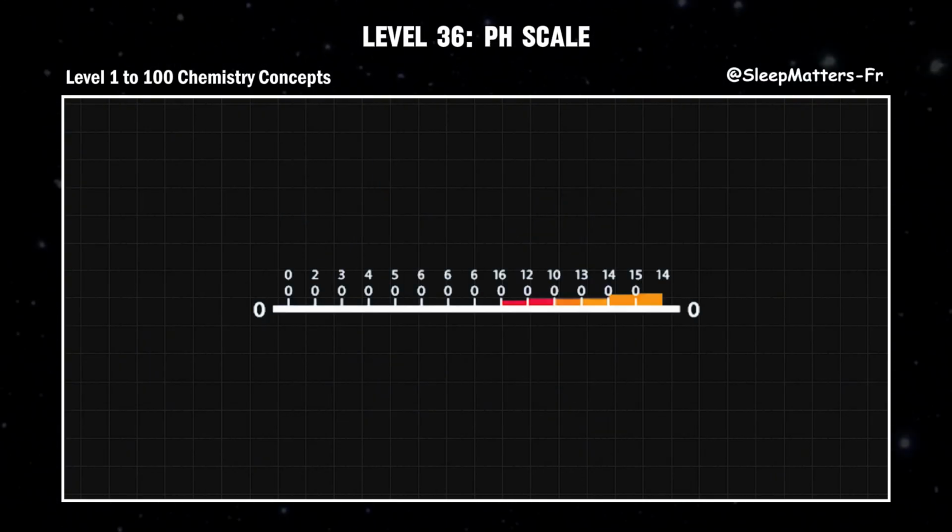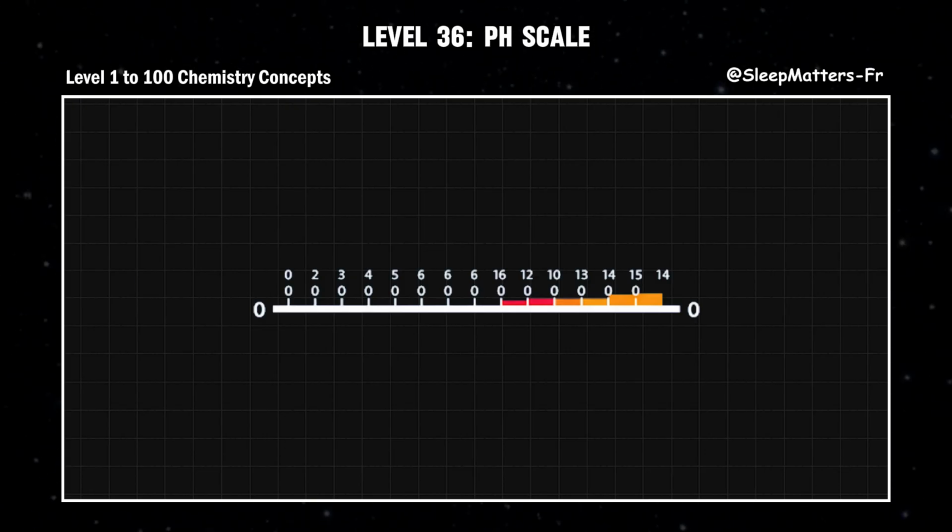Level 36, pH scale. The pH scale is a simple tool that measures how acidic or basic something is. It is a line of numbers from 0 to 14. 7 is neutral, like pure water. Anything below 7 is an acid. Anything above 7 is a base. The lower the number, the stronger the acid. The higher the number, the stronger the base.